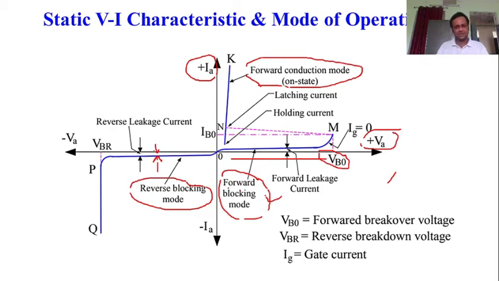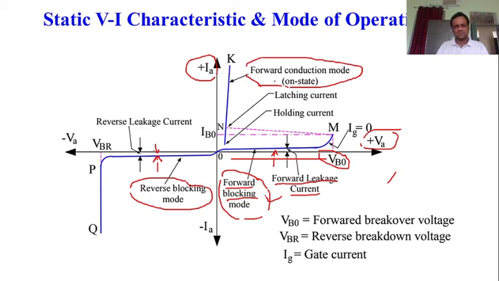Under this forward blocking condition, the SCR is just like an open switch. It can block the voltage, but it cannot conduct. Under this condition, we have some leakage current called forward leakage current, which is of the order of milliamperes or microamperes depending upon the thyristor rating, and which can be neglected.